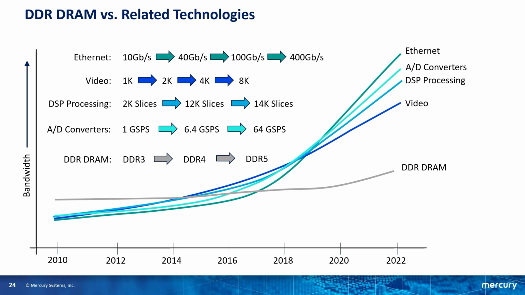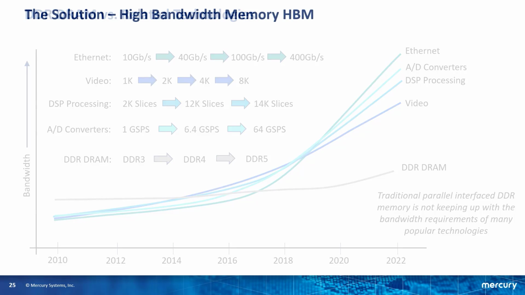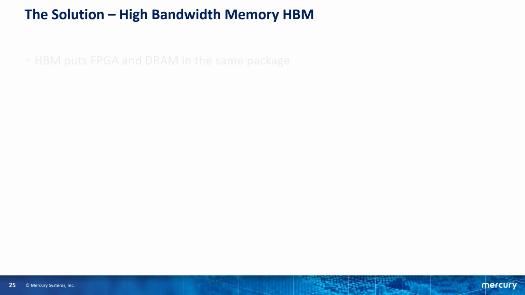But what we see is a much more conservative increase in bandwidth capability compared to the technologies that need it. We see traditional interface DDR memory is just not keeping up with the bandwidth requirements of many of these popular technologies. One solution is high bandwidth memory, or HBM.